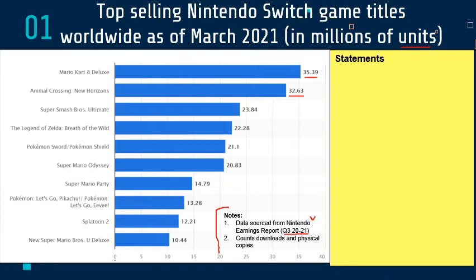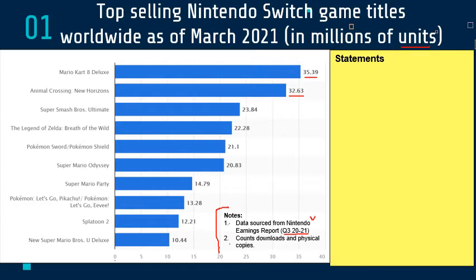There's another note, however. I've got note 1 and note 2. This counts downloads and physical copies. Now you can download games onto a device, whereas in the past you just had to have a cartridge or a DVD. So it counts the physical copies that are sold in a store or online, but then also any downloads of the game as well. Okay, so now I understand this data.